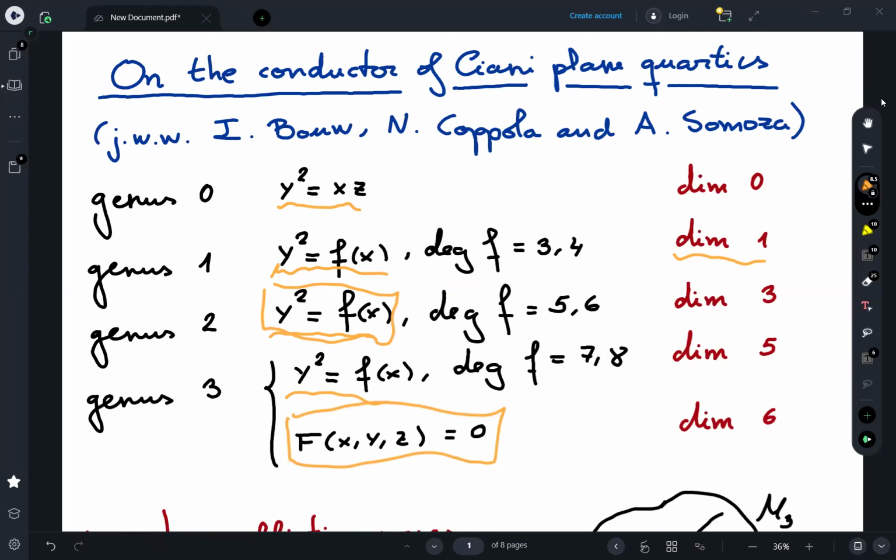The moduli space has dimension 6. As you can see, the hyperelliptic locus has only dimension 5, it's codimension 1. So the generic genus 3 curve is given by a plane quartic, which is actually the canonical model of the genus 3 curve.